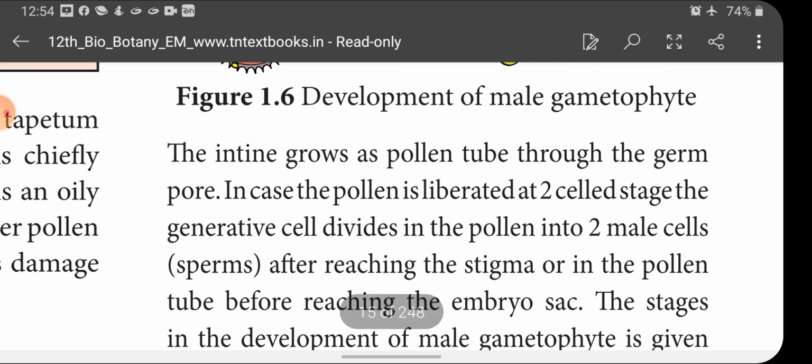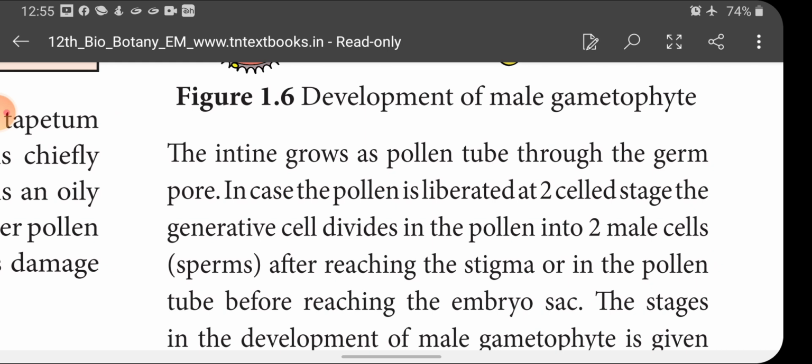Then the intine grows as a pollen tube through the germ pore. In case the pollen is liberated at the two cell stage, the generative cell in the pollen divides into two male cells after reaching the stigma or in the pollen tube before reaching the embryo sac.